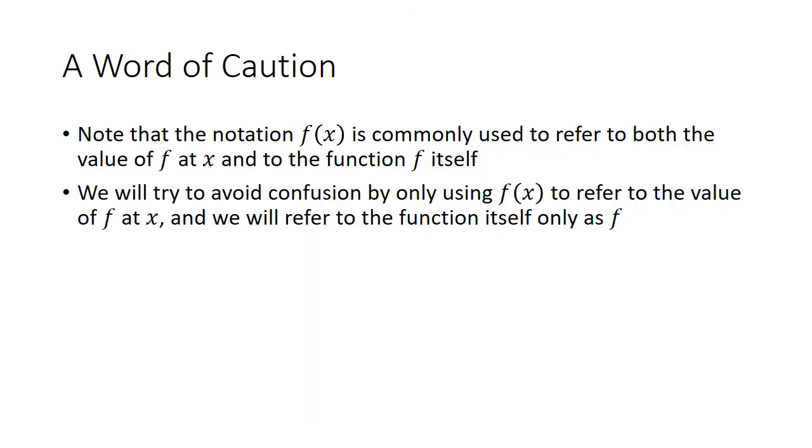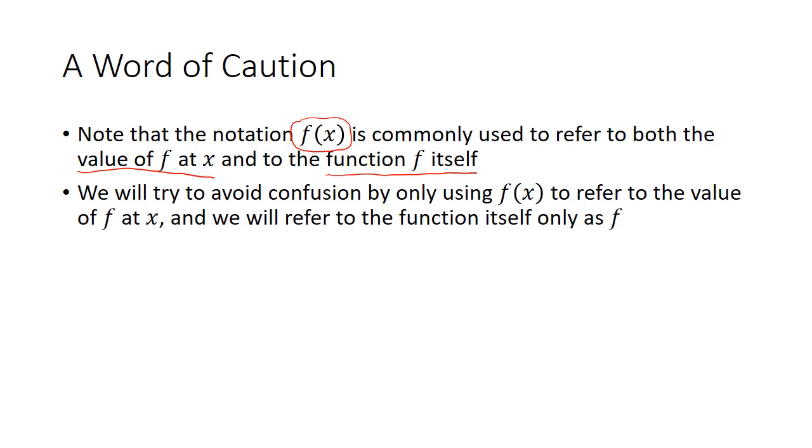Okay, so before we do that, just a word of caution about notation. Sometimes this notation here, f of x, is used throughout math to refer to two completely different things. It's used to refer to both the value of f at x and to the function f itself, and those are really different types of objects, because one is a number and one is a function.